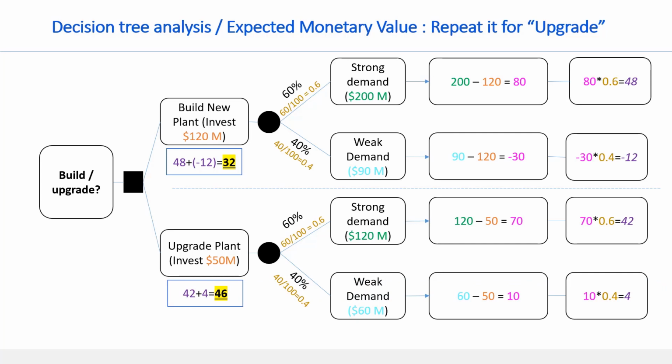In expected monetary value, the higher the better. If you build a new plant, then $32 million will be the profit. If you upgrade the plant, then the profit will be 46 million. Among the two, obviously 46 is the higher value, so it's better to upgrade the plant.